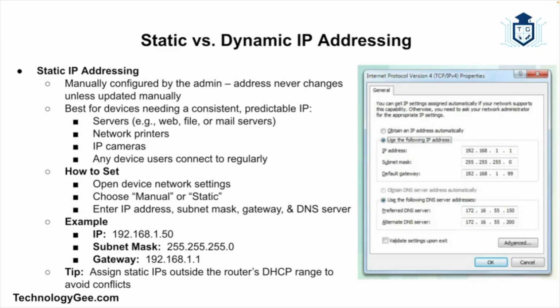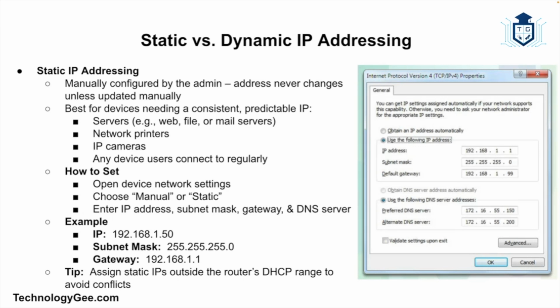All right, so now that we've talked about the various IP address types, let's talk about how devices actually get assigned an IP address. So we have what is called static IP addressing. Static IP addressing is when an administrator manually configures an IP address on the device. You basically go in there and tell the device, hey, you're always going to use this IP address, and it's never going to change unless the admin manually updates it. You would use this for setting IP addresses for servers so people always know where to find them, network printers, IP cameras, or any device where a consistent IP address is helpful.